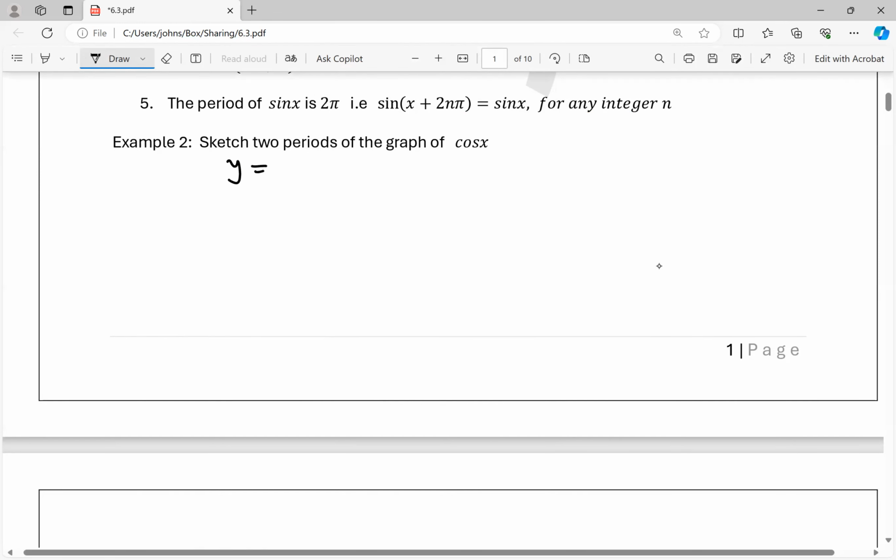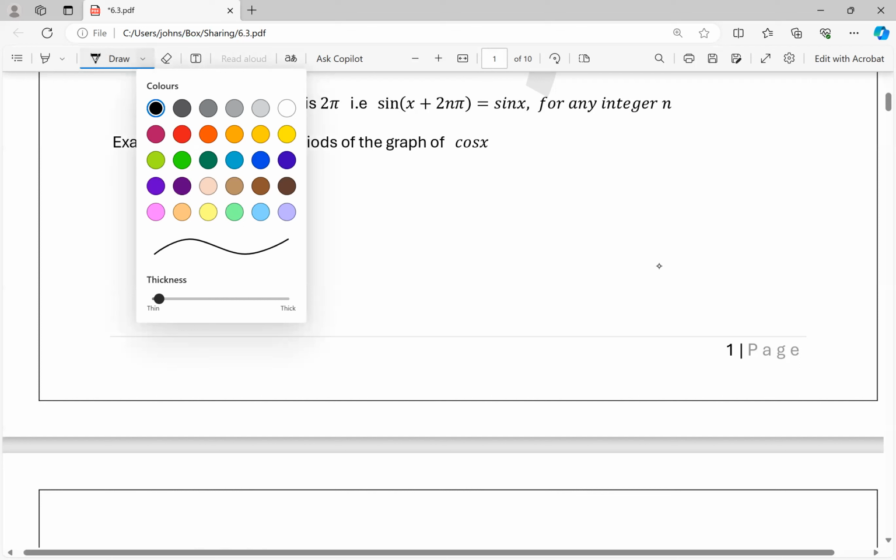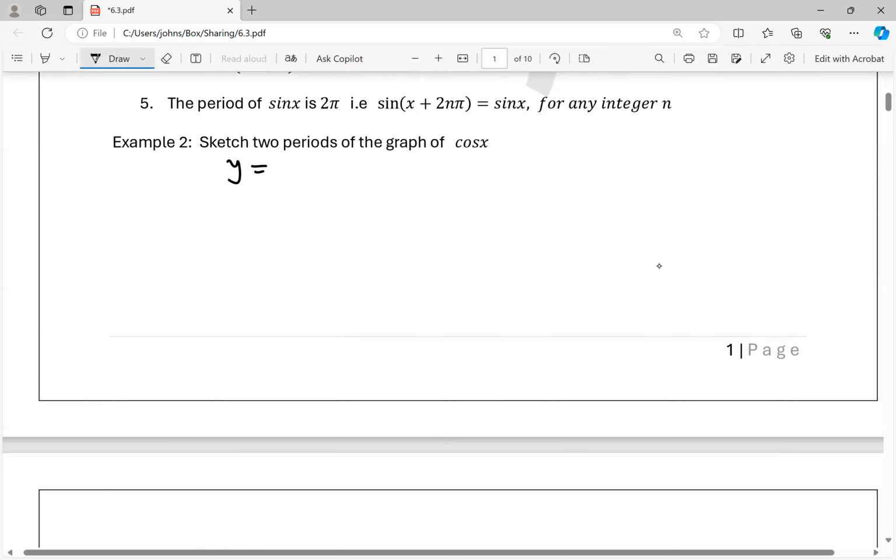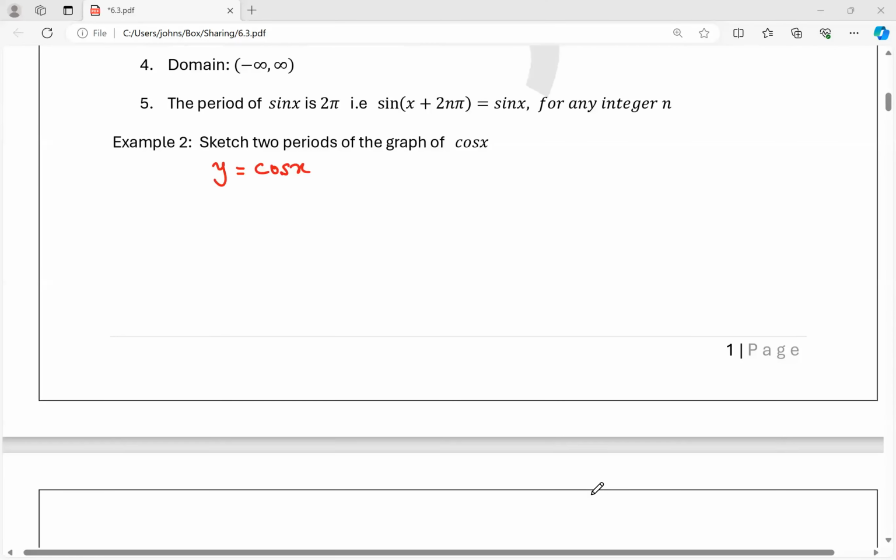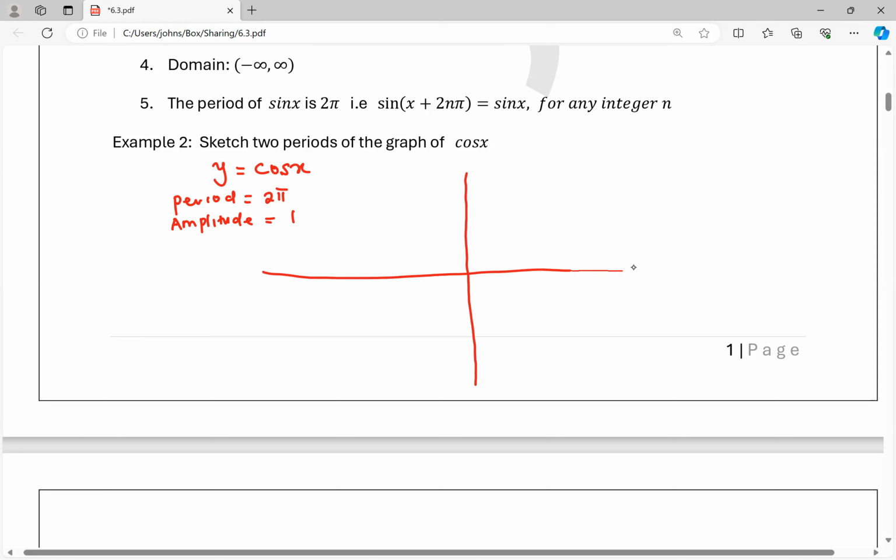So it means we want to sketch the graph of y equals cosine x. All we need to do is simply follow the same method. So here the period is still 2 pi. And the amplitude, which I can talk about, our amplitude is what? Is just 1. So we have this. Also from 0 to 2 pi, just as we did earlier.